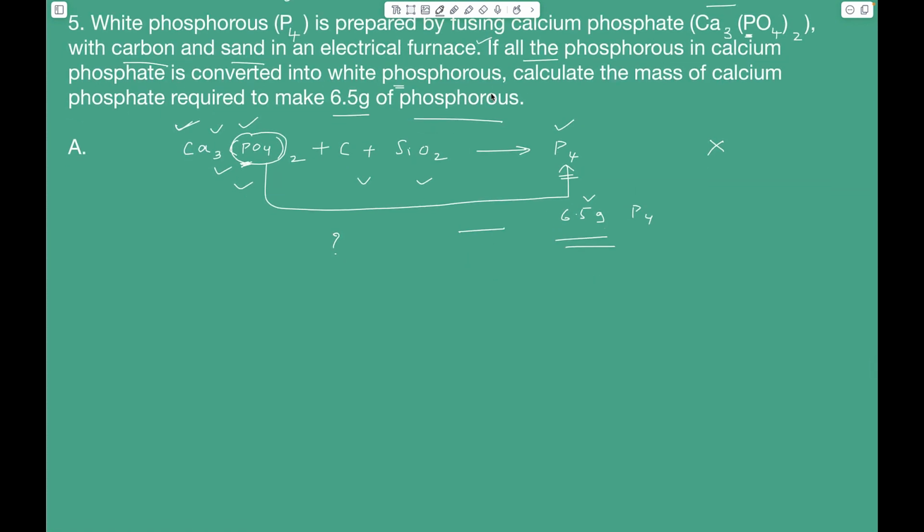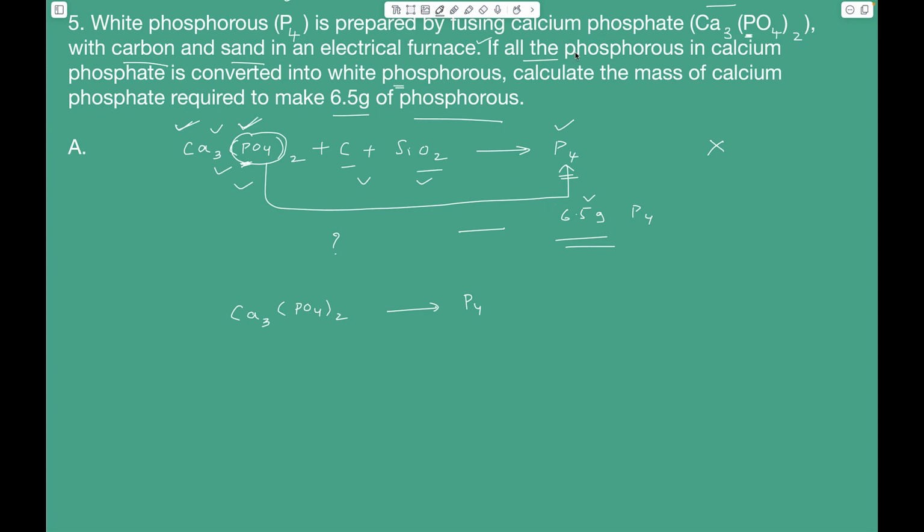See, from the question we can understand that we are not interested in the masses of all the reactants and products involved in the reaction. We are given the mass of white phosphorus that we need to make, and we are asked to calculate the mass of calcium phosphate required for that. So let us write down the part of the chemical reaction that we are interested in. Now, among the reactants, calcium phosphate is the only source of phosphorus, and there is no phosphorus elsewhere.